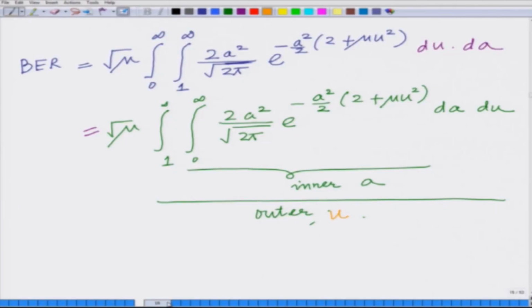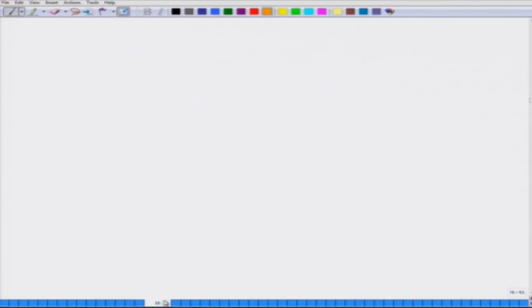And now, what I am going to do is first evaluate the inner integral, which is basically 2a square divided by square root of 2 pi e to the power of minus a square by 2 times 2 plus mu u square da from 0 to infinity. Now, if you look at this, let us look at the following result.